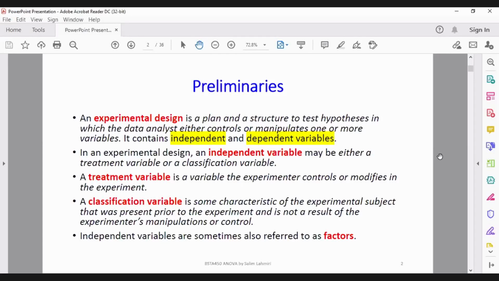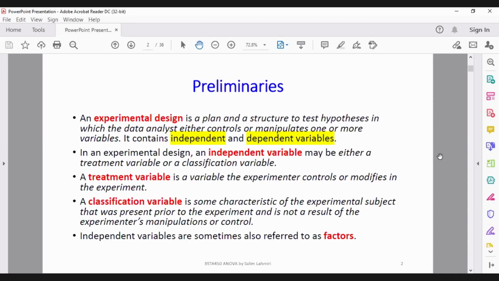Experiments after having controlled dependent variable and independent variables, to check what is the mean of the y, or the mean of the dependent variables across different experiments or across different scenarios. So in an experiment design, the independent variable may be either a treatment variable or classification variable. So this is just a terminology.